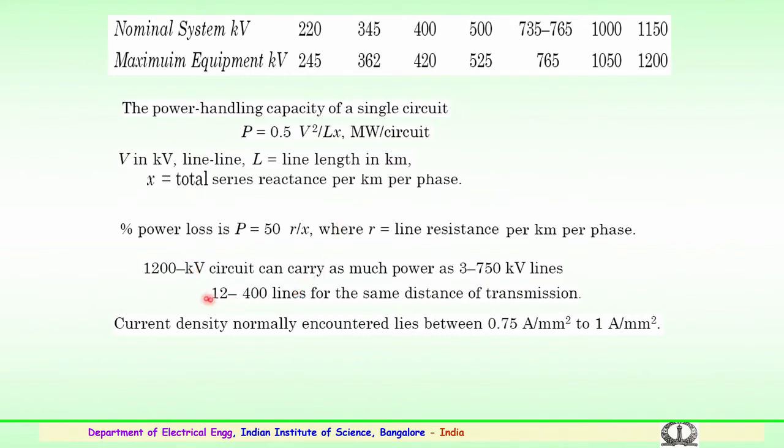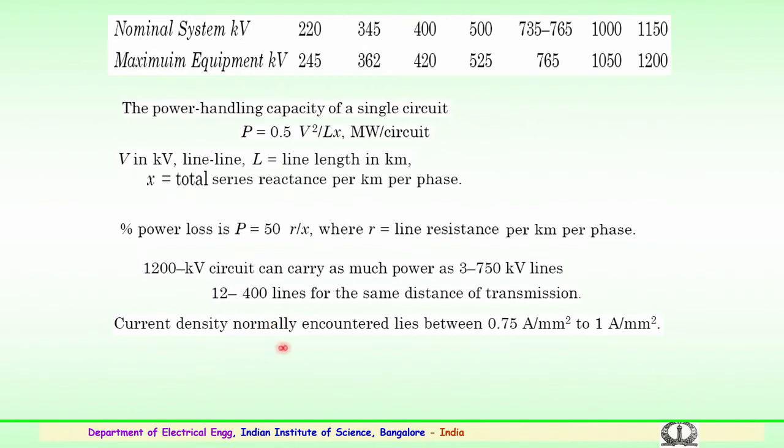So, if you consider, a 1200 kV circuit can carry as much power as usually a 765 line. Going in for a higher transmission voltage, earlier also we have discussed how beneficial it is, going from 765 to 1200. So, you can see the transmission could be improved 3 times using a 1200 kV line over the 765 kV lines, and it will be 12 times that of the 400 kV lines for the same distance of transmission. So, that is the advantage of going in for the higher voltage, the power transmitted will be very high.